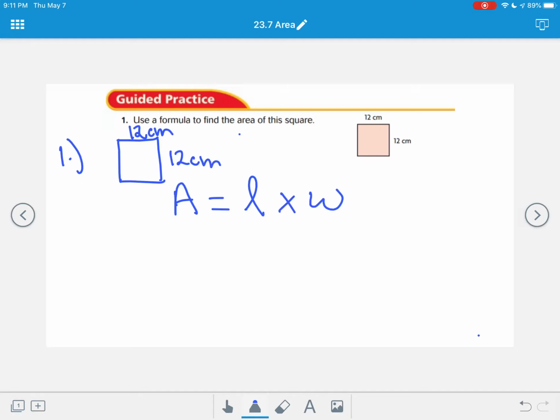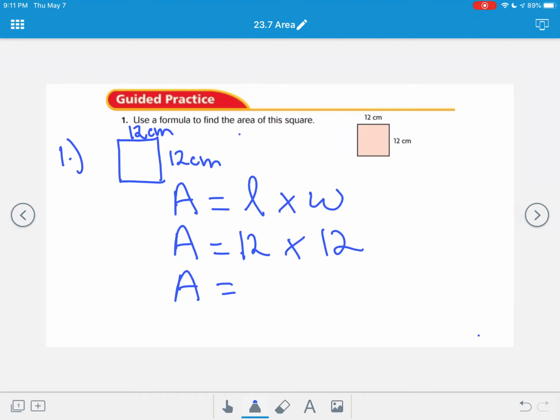I write a cursive L for the letter L because an L looks like a 1. So whenever you see that in a math equation, it's best to write it as a cursive letter if the normal letter can look like a number. So then I'm going to plug in my numbers. The length is 12 centimeters and the width is also 12 centimeters. Then we'll multiply that together.